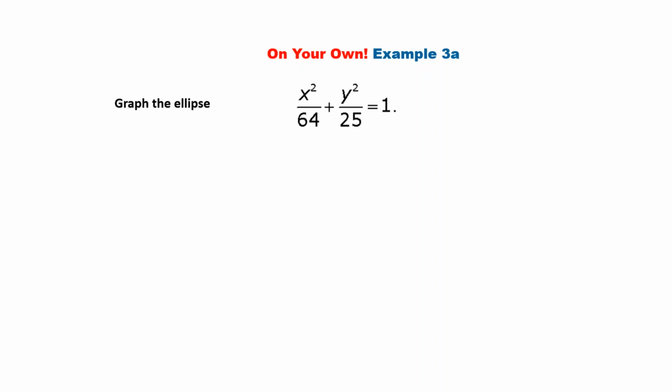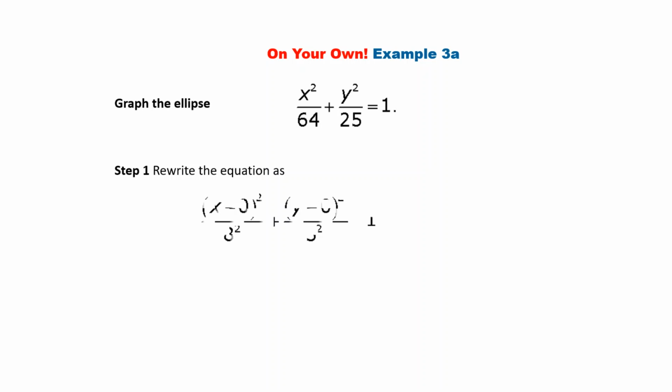Okay, so on this one, the first thing that you should have done is figured out how to rewrite the equation as it will be. So we're going to see that we're going to have plus or minus 8 on our x and plus or minus 5 on our y. Notice that I have zeros here, all right? So that tells me that my center is going to be at 0, 0.